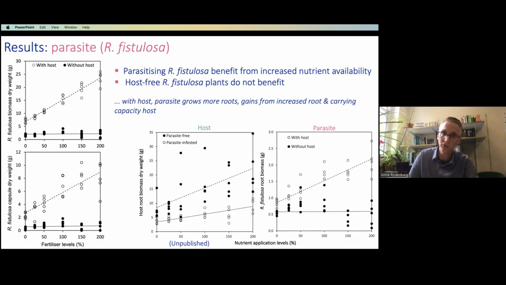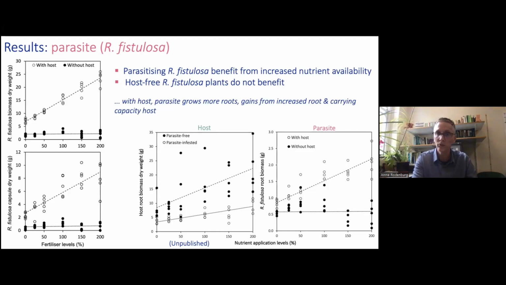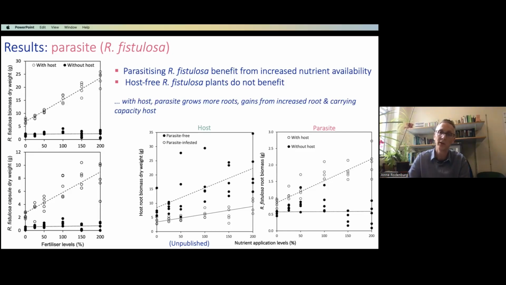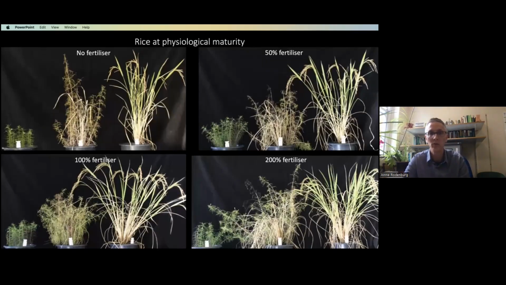So what you conclude from here is that when the parasite grows with a host, not only can the parasite itself grow more roots, but it can also gain from the increased root and carrying capacity of the host. And that is why you see on this picture again, this is at physiological maturity, the left-hand side pots, the parasite growing alone, with no effect of the fertilizer. But when it is growing with a host, the middle pots, you can see that it is responding to the increased fertilizer dosage.